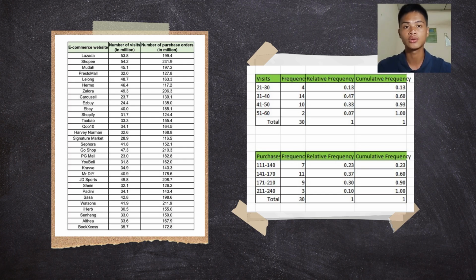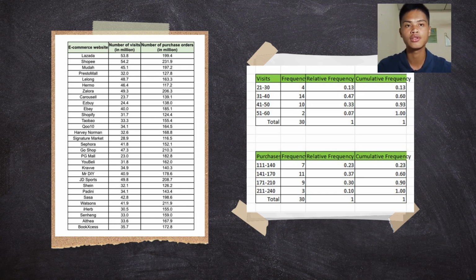So next, we're going to find the relative frequency. The formula is still the same. When you add the frequency for purchase, it's still 30. So the first range will become 0.23. The second range will become 0.37. The third range will become 0.30. And the last range will become 0.10.